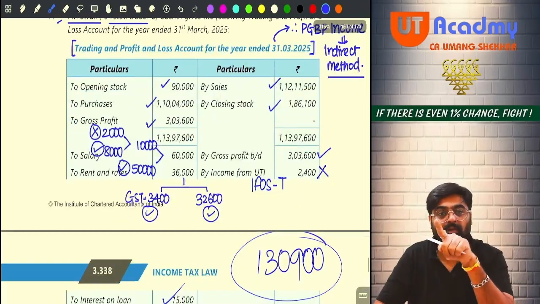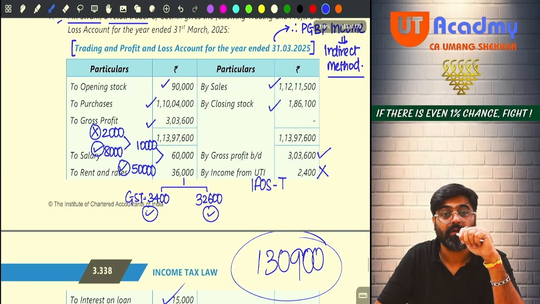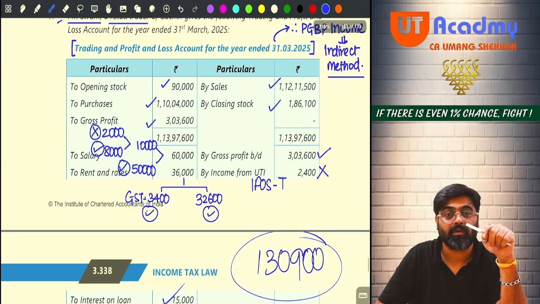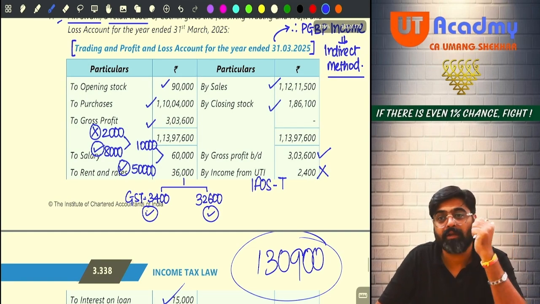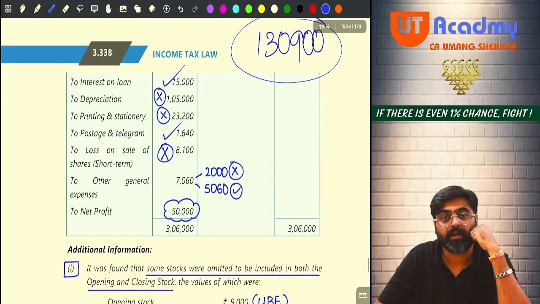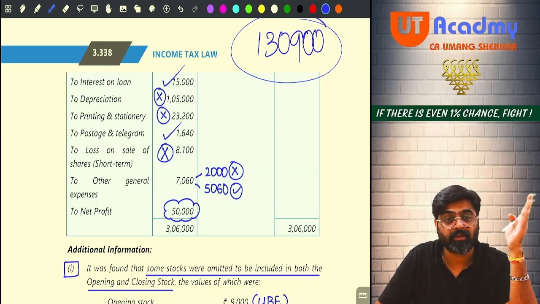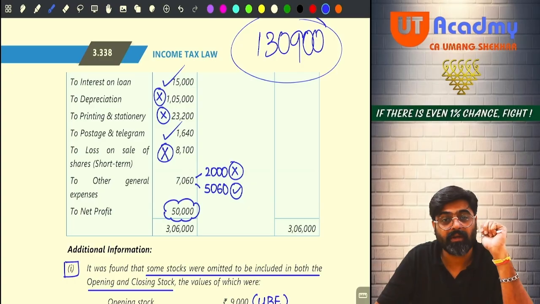Then add expenses debited to P&L but not allowable under PGBP head. Underline. Now you will write down salary to brother. Unreasonable amount. In the bracket you will write disallowed as per 48(2). First column you will write 2000. Next one, depreciation debited. Depreciation as per books of accounts. In the bracket you will write down not as per section 32. Amount you will write 1,05,000.